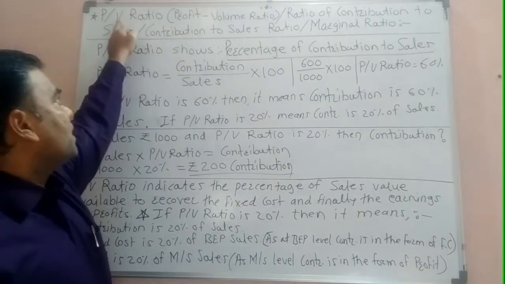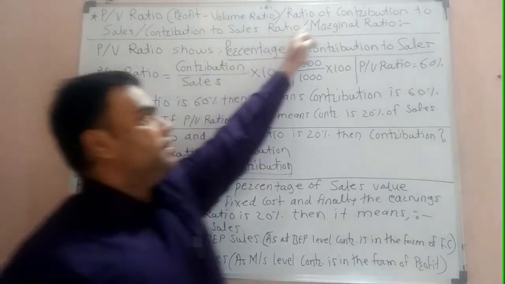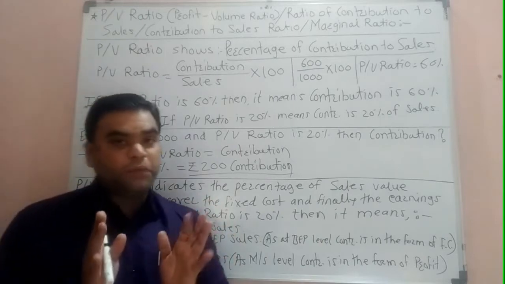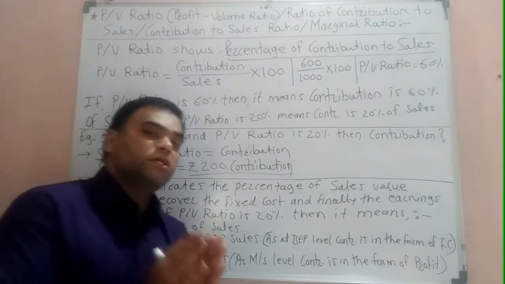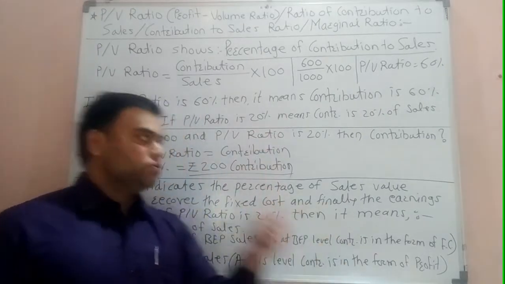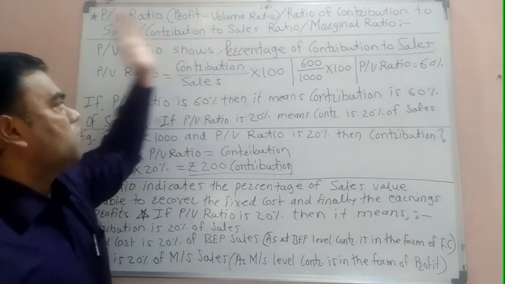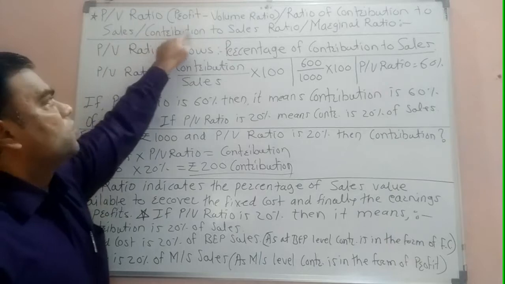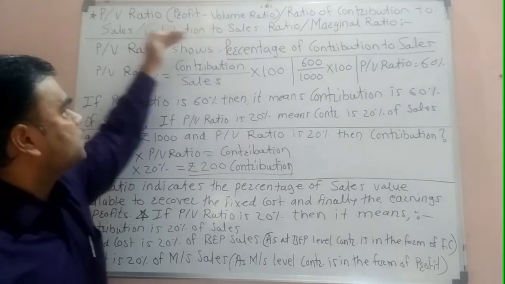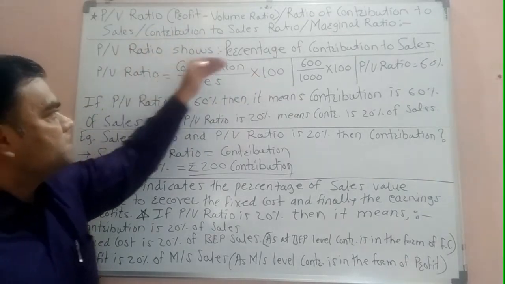So PV ratio actually means contribution to sales ratio, or it is also called the marginal ratio. How do we calculate PV ratio or contribution to sales ratio? As the name indicates, contribution to sales ratio: contribution upon sales into 100.